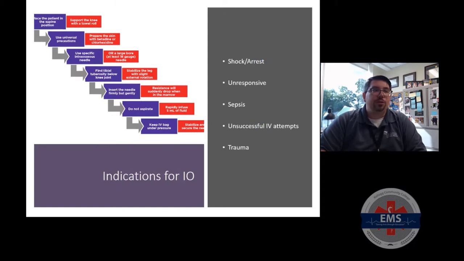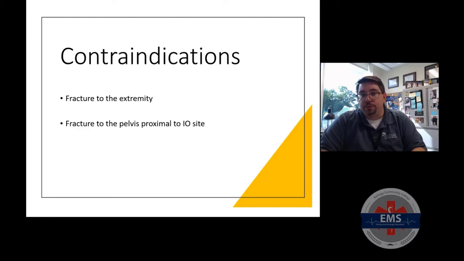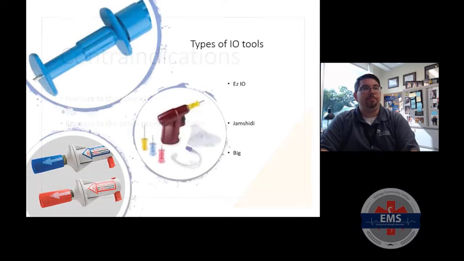Now, indications for IO, there is a ton of them. As we look at these, primarily we see things with shock or cardiac arrest, an unresponsive child or infant, sepsis, or multiple unsuccessful IV attempts, and then trauma as well. All of these are indicated for IO type access. There are some contraindications that we need to refresh again. These include fracture to the extremity or fracture to the pelvis that's proximal to the IO site. Again, multiple fractures in a leg or fractured pelvis, all those are going to limit the ability for the IO to infuse back into the central circulatory system.